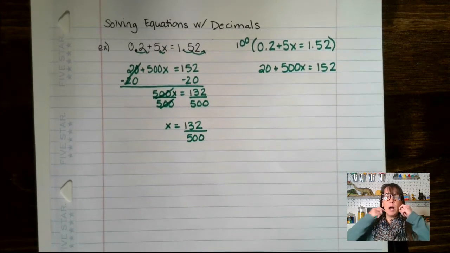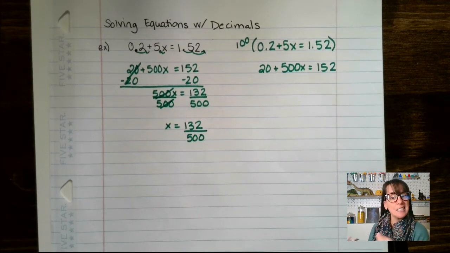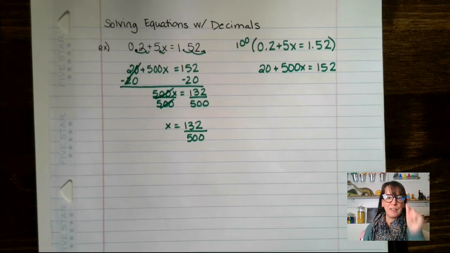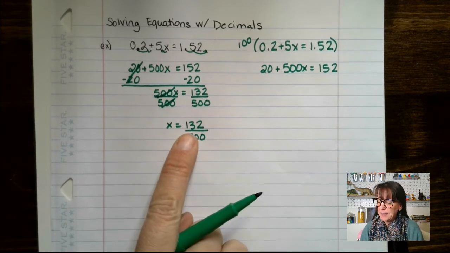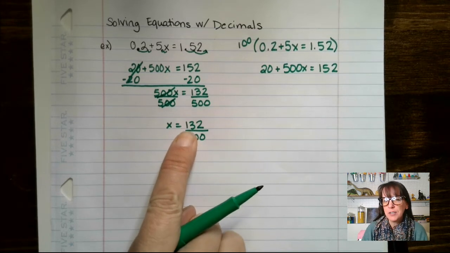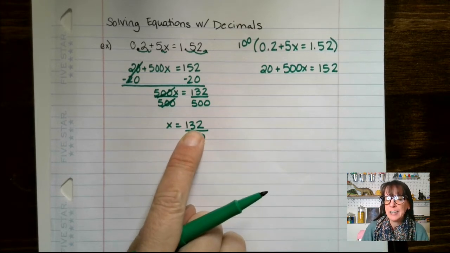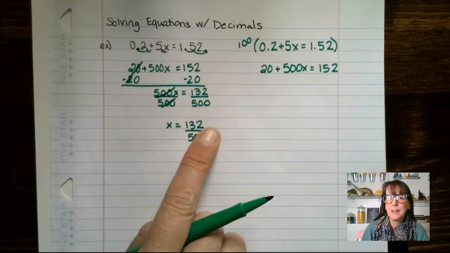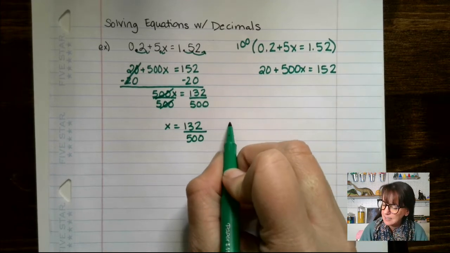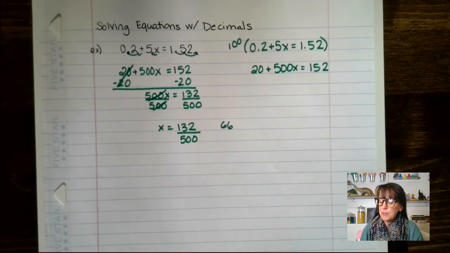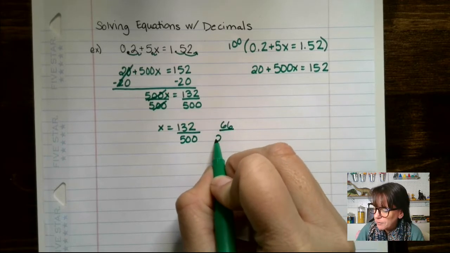Now, we leave our answers in fraction form unless it starts as a decimal. But remember, you've got to reduce those fractions. I look at this and I see, oh, those are both even numbers. So we can cut these guys in half. So if we cut this in half, we get half of 100 is 50, half of 30 is 15, that's 65. Half of 2 is 1, so we get 66. So 132, if we cut that in half, we end up with 66. If we divide 500 in half, we get 250.